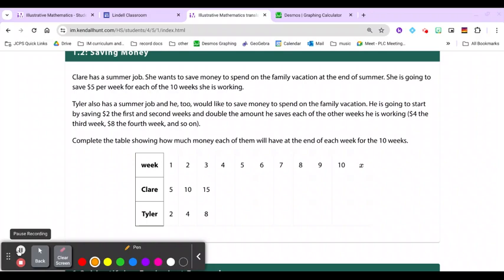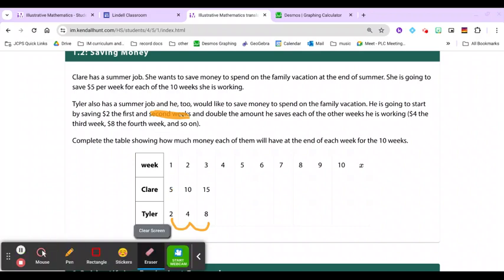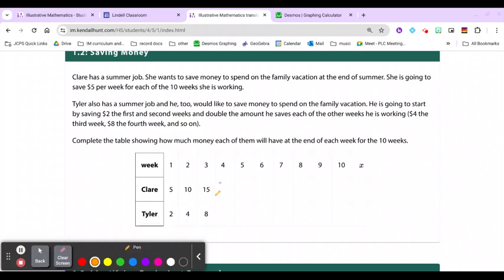Although it looks here like he just saves $2 for the first week. So I'm going to cross that out. I think that's a textbook mistake. He saves $2 the first week and doubles that the second week to 4, doubles that to 8, etc. So now let's see what each kid saves during their summer job. Claire. Oh no, I'm sorry. I take that back. It is not a textbook mistake. He saves $2 each week, and this is going to be the total amount saved.